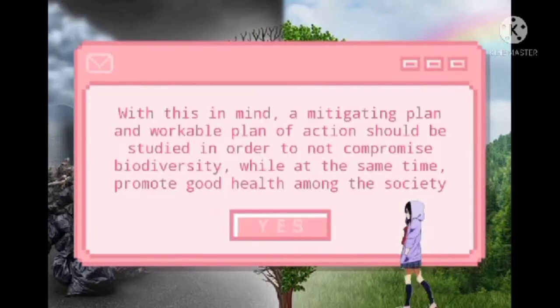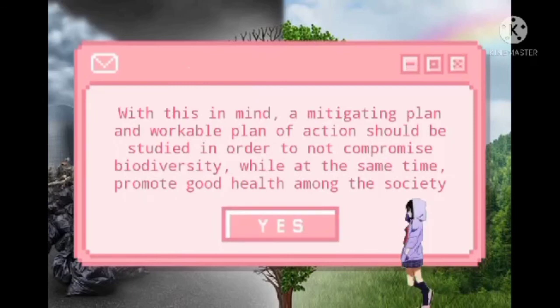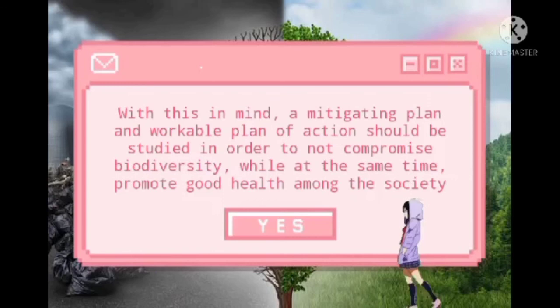With this in mind, a mitigating plan and a workable plan of action should be studied in order to not compromise biodiversity while at the same time promote good health among the society.